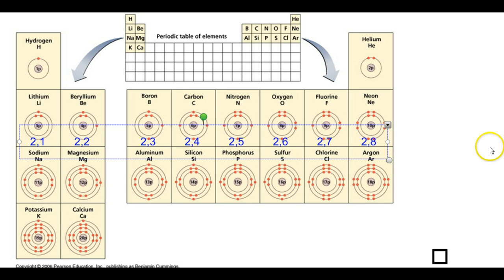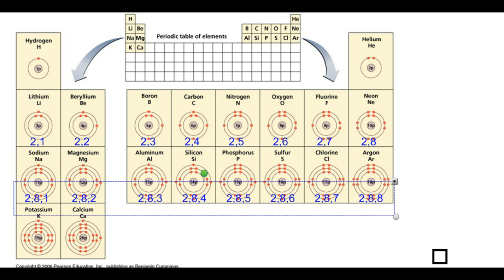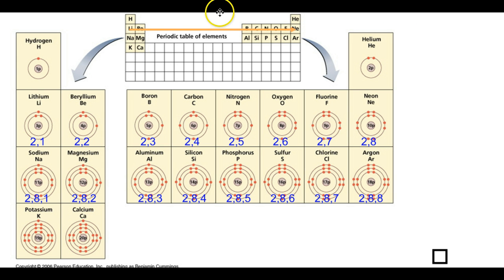What you should notice here is that as we are going across the table, in the third row, we see very similar trends, but now instead of just 2 layers, we have 3 layers, and I'll talk more about that in just a couple minutes. As we go across the periodic table, from left to right, one of the patterns I want you to notice is the number of outermost electrons.